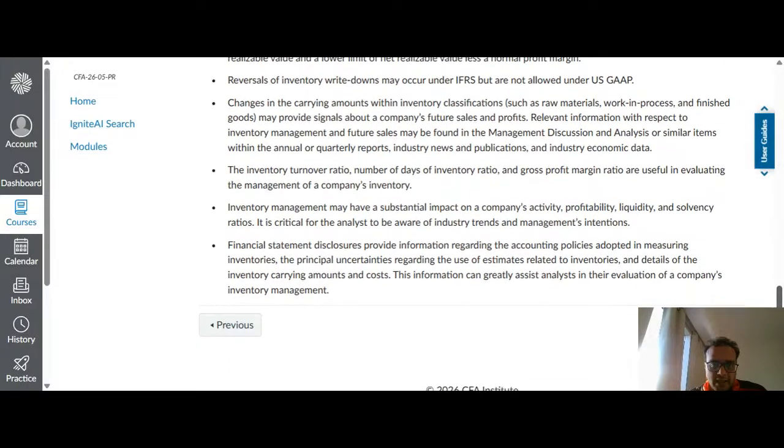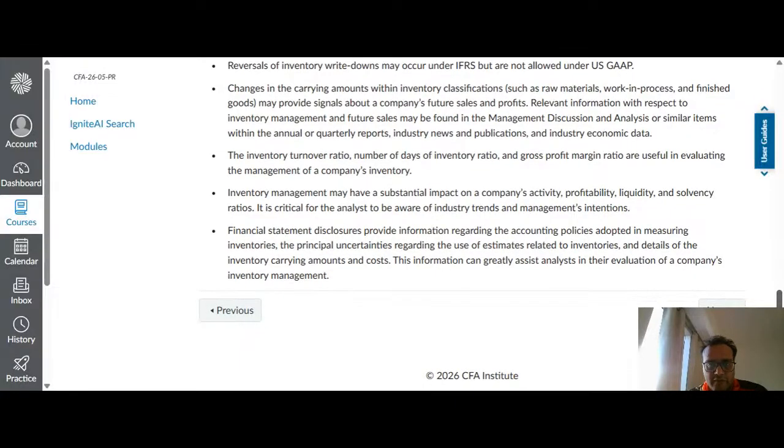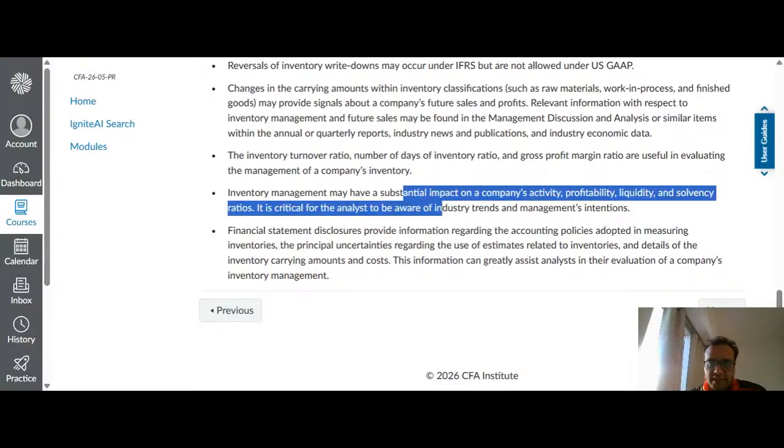The inventory turnover ratio, inventory divided by turnover, the number of days of inventory ratio and gross profit margin ratio are useful for evaluating the management of a company's inventory. Inventory management has a substantial impact on a company's activity, profitability, liquidity, and solvency. It is critical to be aware of the industry trends and management intention.